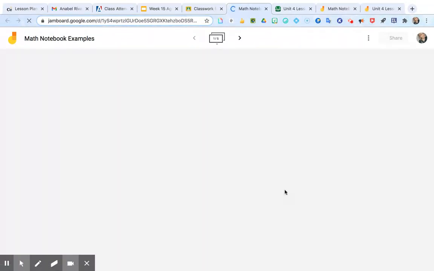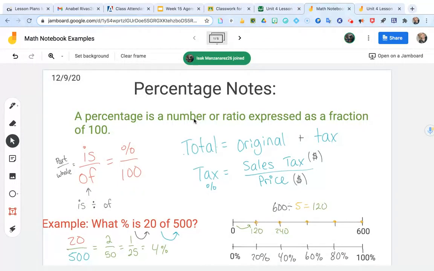You're writing this one down today in your notes. And then for slide 2, you're writing your second note. So slide 1 on your Jamboard, this one you're writing in your notes today. It's all about percentages. We went over how to find total, we add it, how to find tax, we divide, and then if we have a piece and a whole, sometimes it's worded as is over of. So to find a percentage, we can do a piece divided by a whole because it's a proportion.